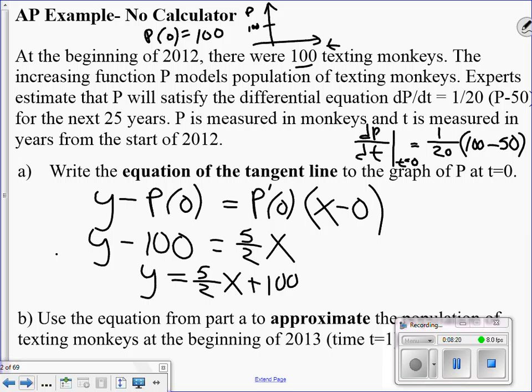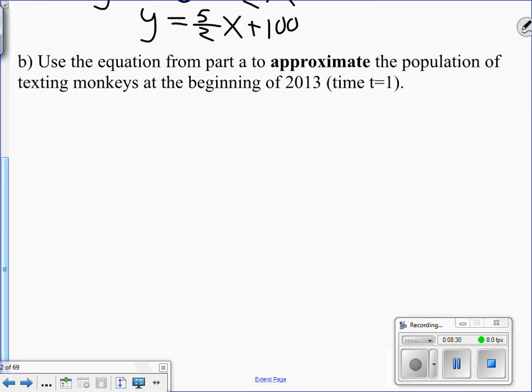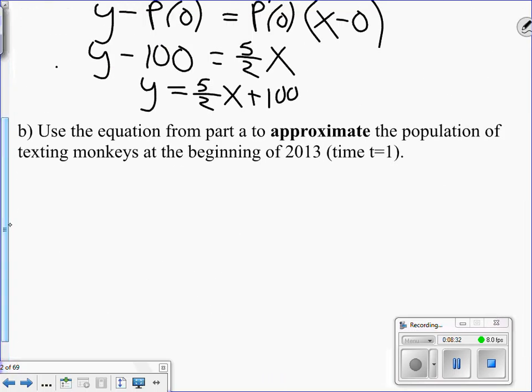You can kind of picture it there, but that's just the tangent line. We don't know the actual function. Okay, so now we've written the equation of the tangent line to our population curve at time 0. And they want us in part B to use this equation to approximate the population of texting monkeys when t equals 1. So we want to approximate the number of texting monkeys in 2013, so when t equals 1.